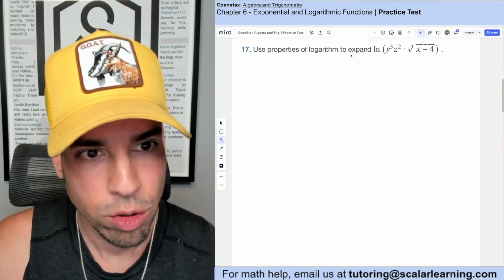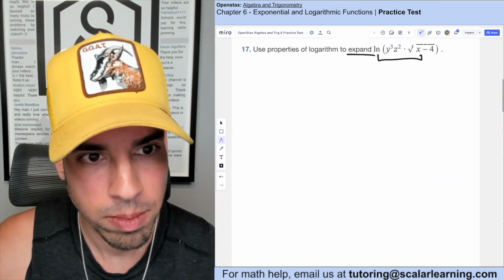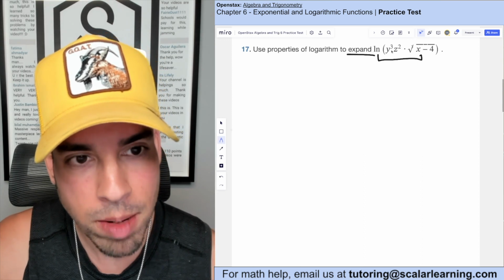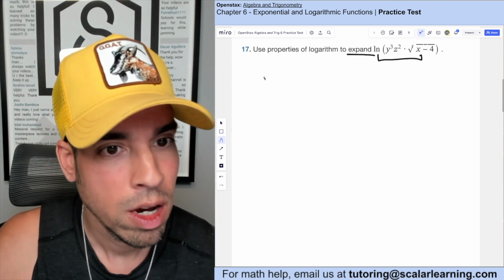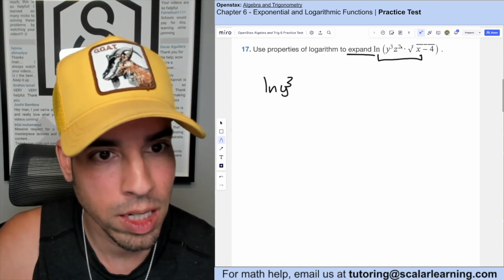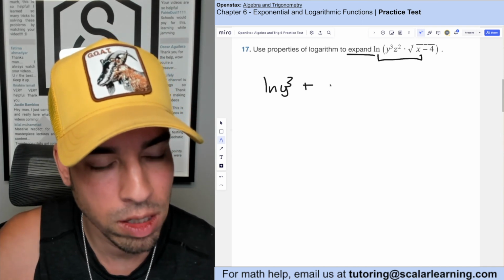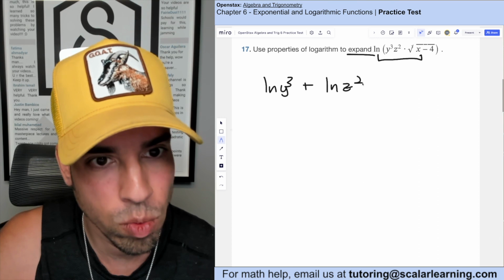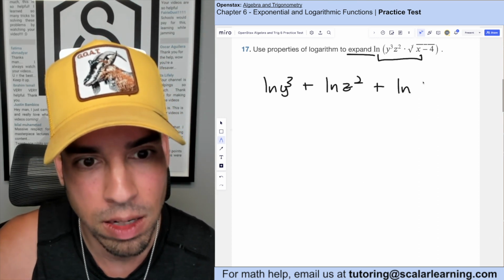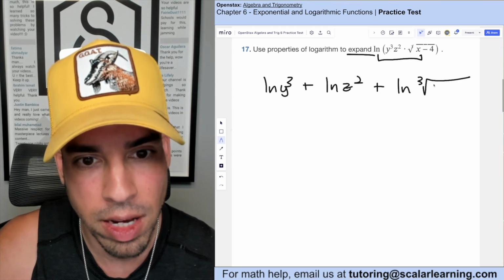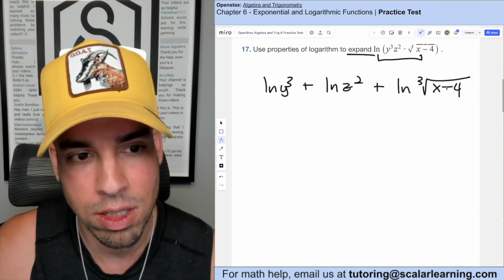For this one, we're going to expand the logarithm with the arguments inside, remembering that multiplication is like breaking this up into plus, right? So I can say ln of y cubed, and then since it's y cubed times z squared, I can break it up as ln of z squared. And then again, I'm multiplying by that cubic root, so I can break it up as plus ln of the cubic root of x minus 4. So this is a good first step.